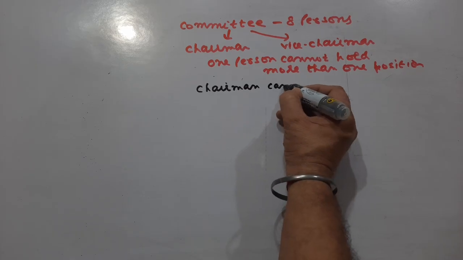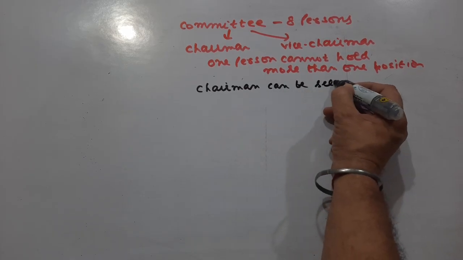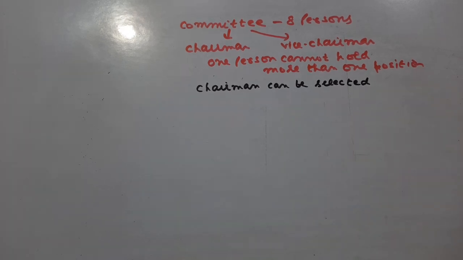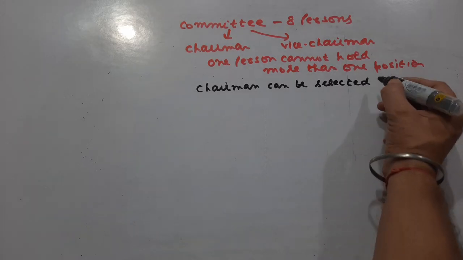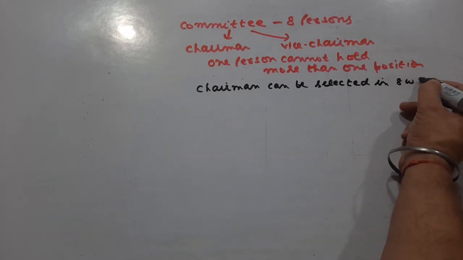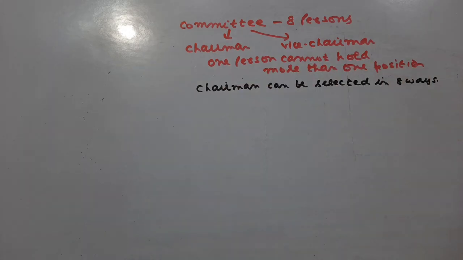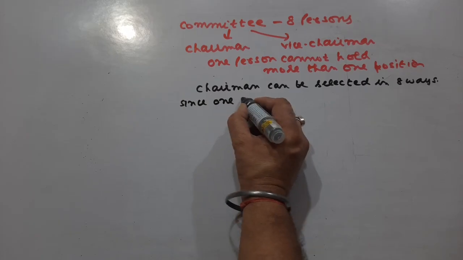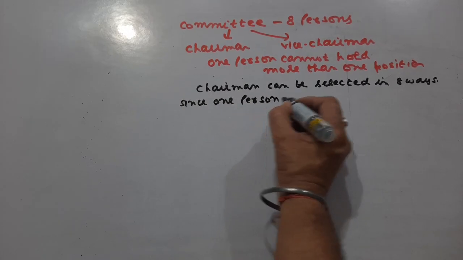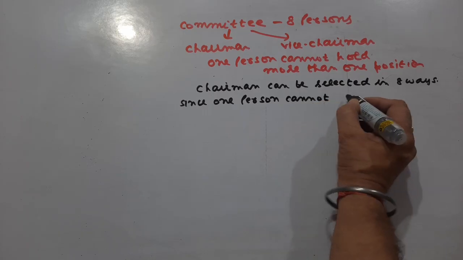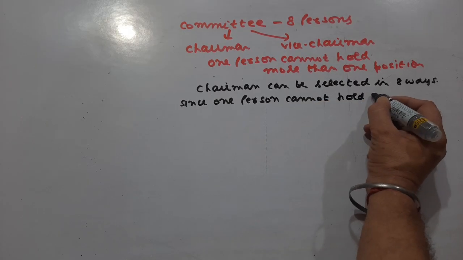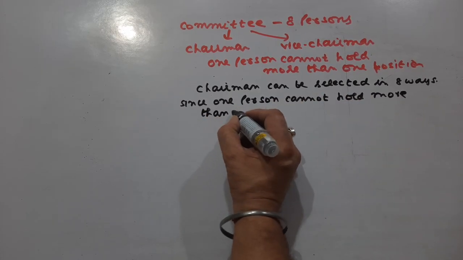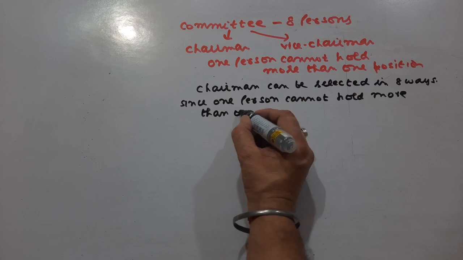So chairman can be selected. हमारे पास 8 पर्सन्स हैं और हमने कोई एक सिलेक्ट करना है। सो चेयरमैन कैन बी सिलेक्टेड इन हाउ मेनी वेज? 8 वेज। चेयरमैन कैन बी सिलेक्टेड इन 8 वेज सिंस one person cannot hold more than one position.